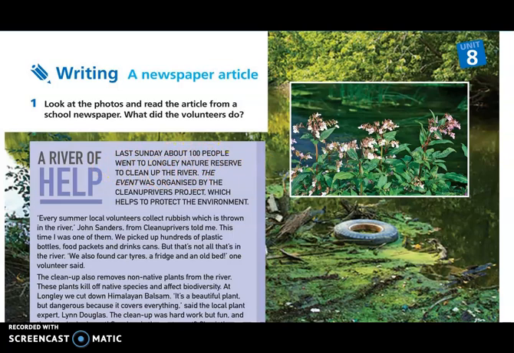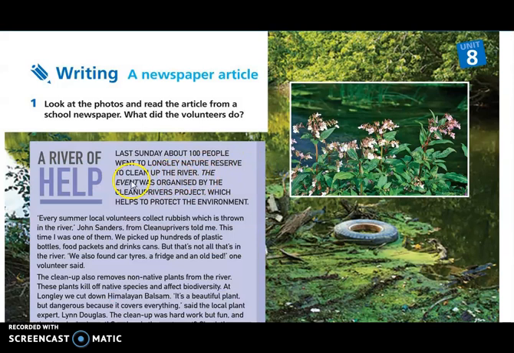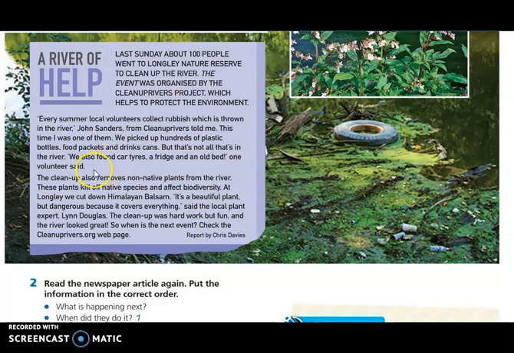Next information is, what did they do? The event was organized by the Clean Up Rivers project, which helps to protect the environment. Next information is, number 4, what was the opinion of the event? The last information is, what is happening next? When is the next event? Check the cleanuprivers.org web page.